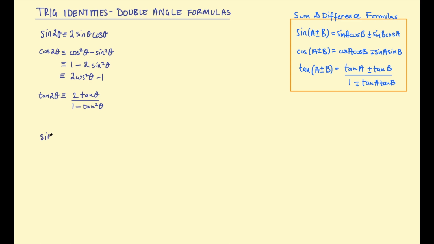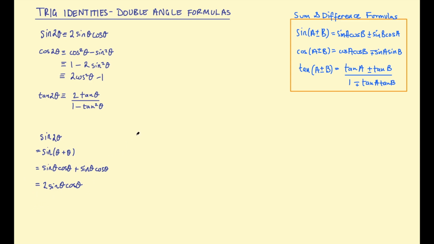We can write that as sine of theta plus theta. And then we can use the sum formula for the sine function to say this would be sine of theta cosine of theta plus sine of theta cosine of theta. Here I'm just using the fact that sine of A plus B is sine of A cosine of B plus sine of B cosine of A. Because we have theta plus theta, this is what we get. And then we have two lots of sine theta cosine theta. So that's the first identity there.